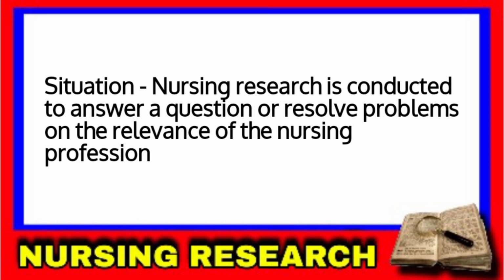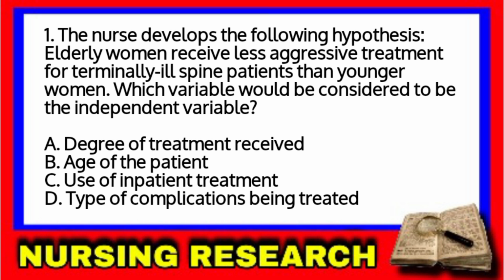Nursing research is conducted to answer a question or resolve problems on the relevance of the nursing profession. Question number 1. The nurse develops the following hypothesis. Elderly women receive less aggressive treatment for terminally ill spine patients than younger women. Which variable would be considered to be the independent variable? A. Degree of treatment received. B. Age of the patient. C. Use of inpatient treatment, or letter D, type of complications being treated.